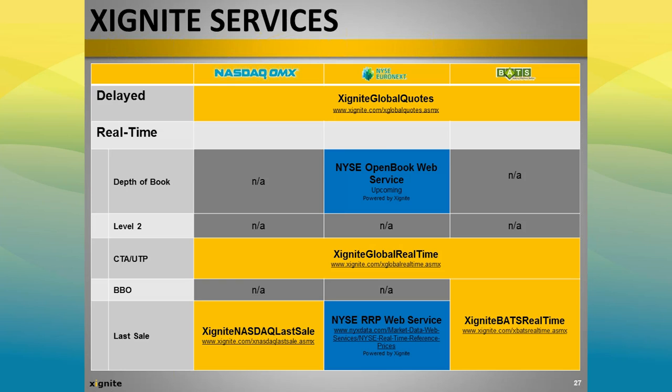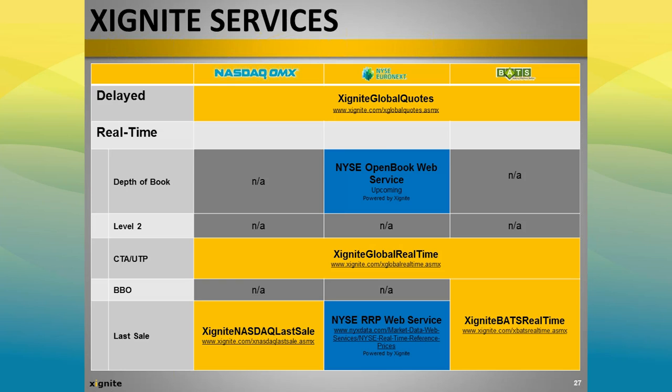We also have Xignite BATS Real-Time, which provides last sale and BBO information for securities trading on BATS. And again, listed on any of the exchanges. We have Xignite Global Real-Time, which is a CTA/UTP product providing consolidated real-time access to US securities, which therefore is fee liable in the ways we've discussed earlier.